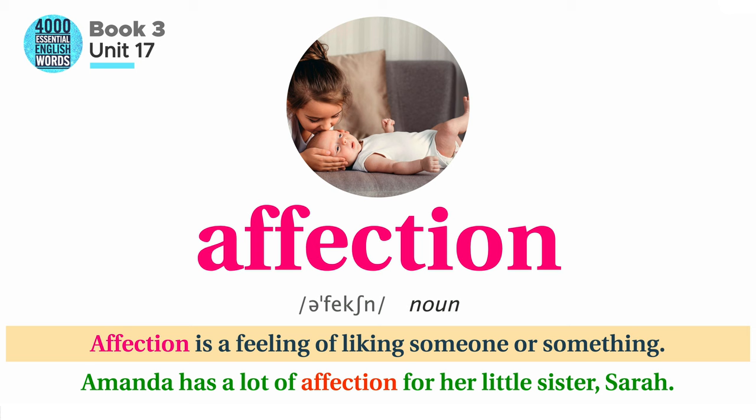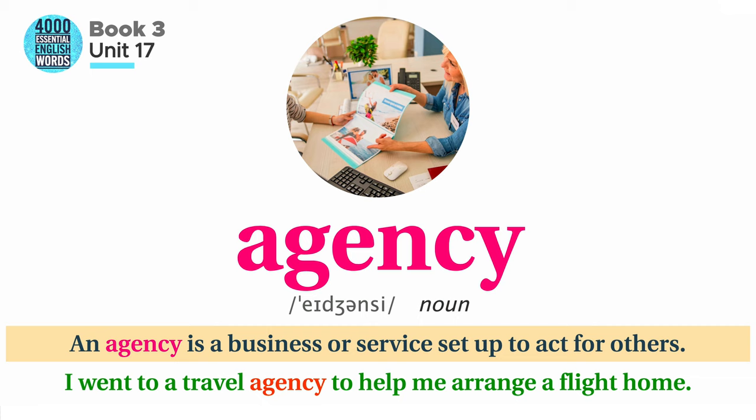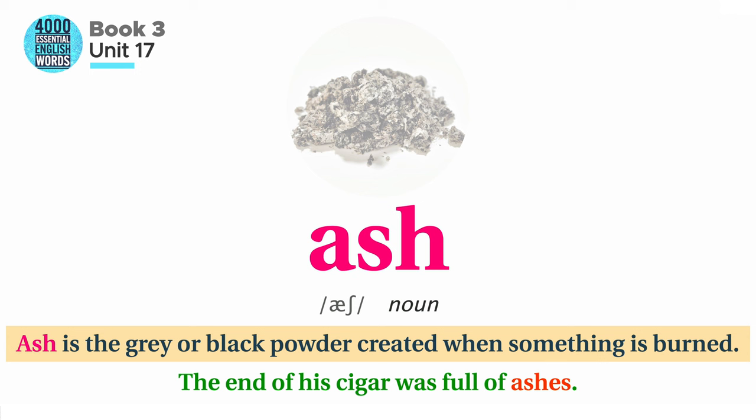Agency. An agency is a business or service set up to act for others. I went to a travel agency to help me arrange a flight home. Ash. Ash is the gray or black powder created when something is burned. The end of his cigar was full of ashes.